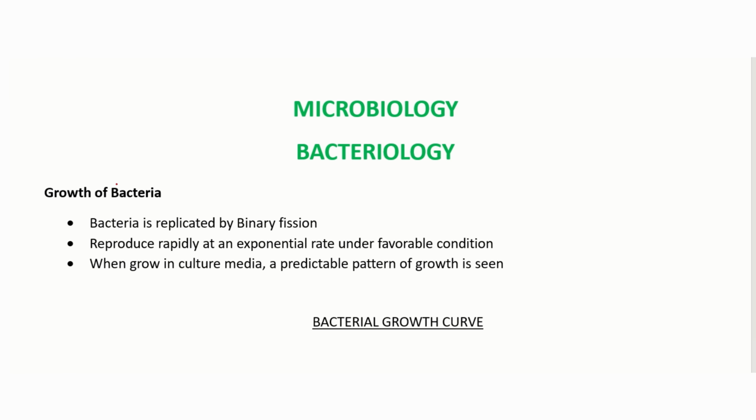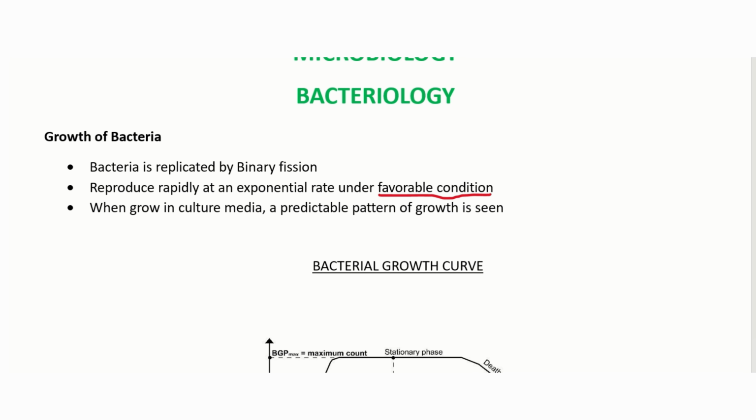Okay, growth of bacteria. Bacteria replicate by binary fission. This is an important one. That means it splits itself into half. So, that is binary fission. They reproduce rapidly at an exponential rate under favorable conditions. Favorable conditions means nutrients, enzymes, and temperature, etc., required for the growth of the bacteria. When grown in culture media, a predictable pattern of growth is seen.